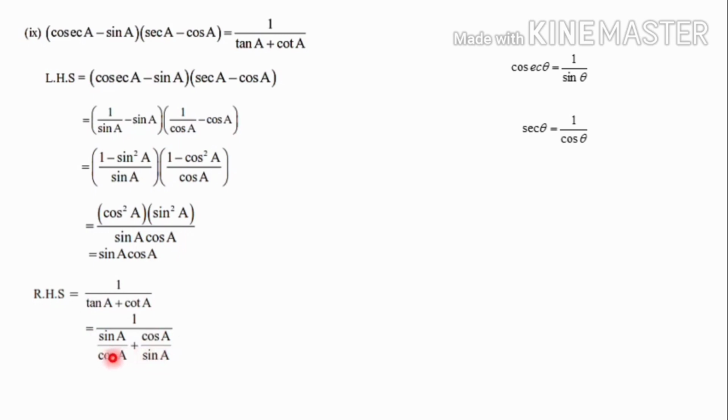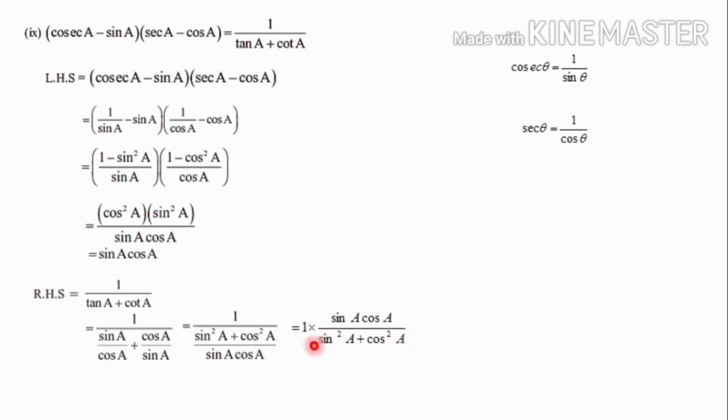Let's take the LCM, that is cos a and sin a. If you take LCM, sin a into cos a will come. Then sin a into sin a, that is sin square a. Cos a into cos a, that is cos square a. Numerator is same, that is 1. That is equal to 1 into reciprocal of the denominator, that is sin a cos a divided by sin square a plus cos square a.